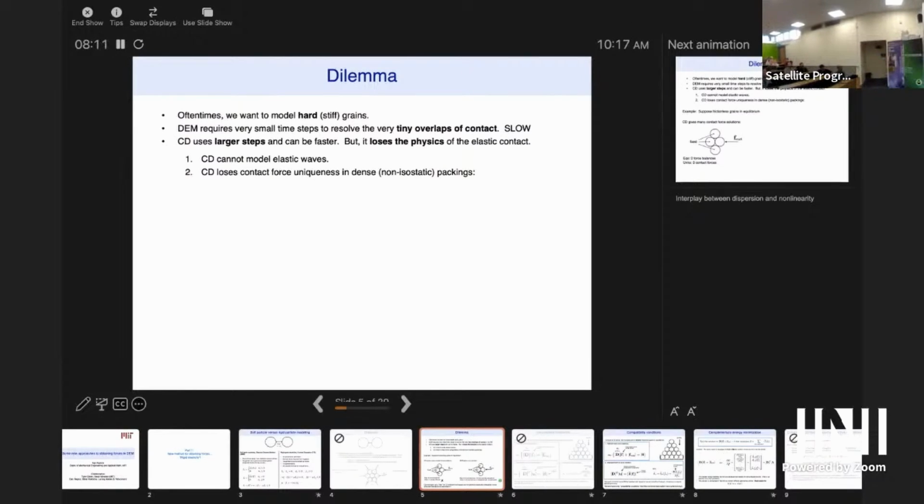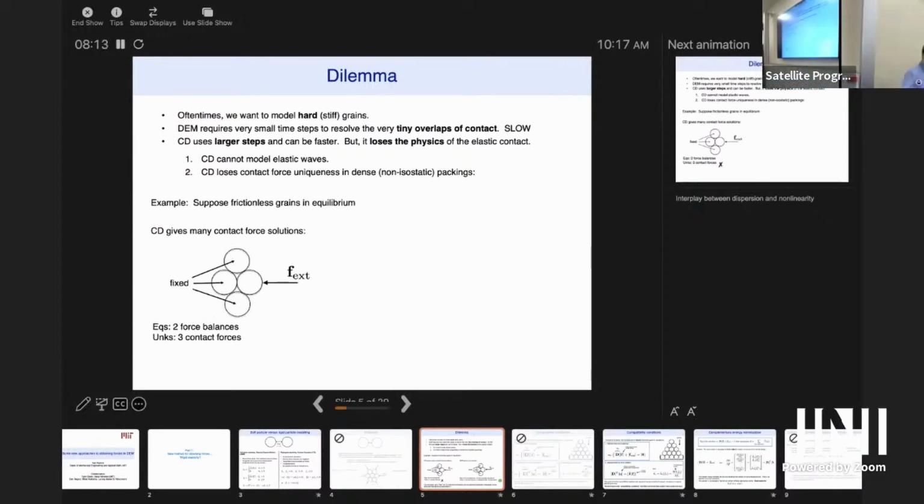Let me show you what I mean. Here's a great example. Let's just say frictionless for the time being. Suppose I've got 4 grains, and I'm going to fix these 3 grains. This one is loose, and I'm going to apply a force to it. And the question is I want to figure out what are these 3 contact forces. So let's suppose I'm in the world of contact dynamics. How would I do that?